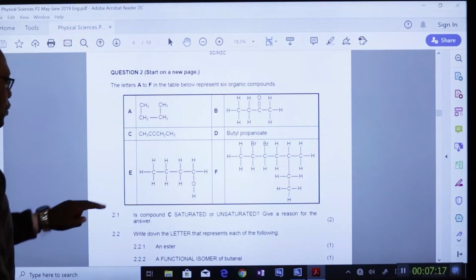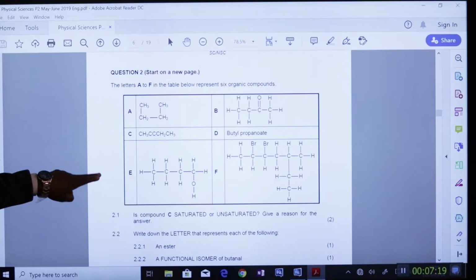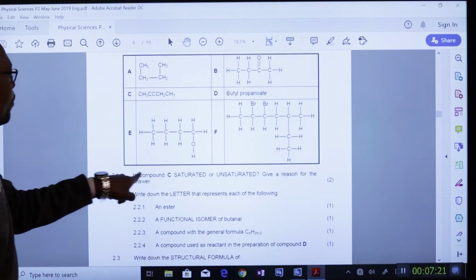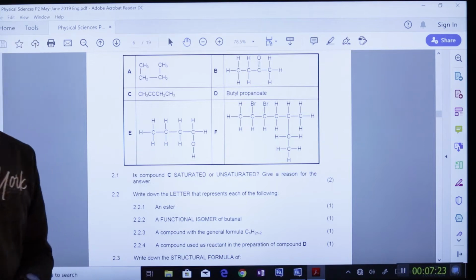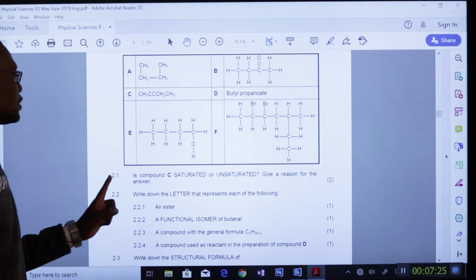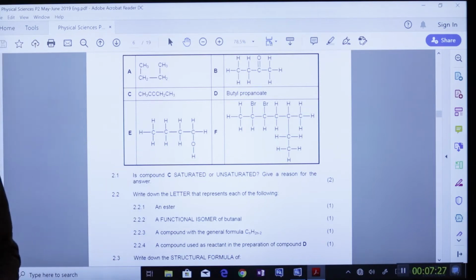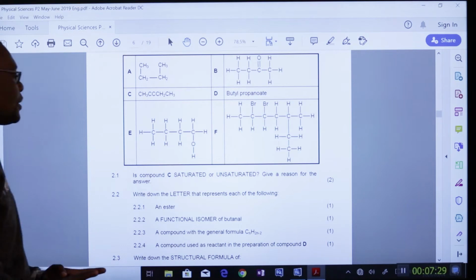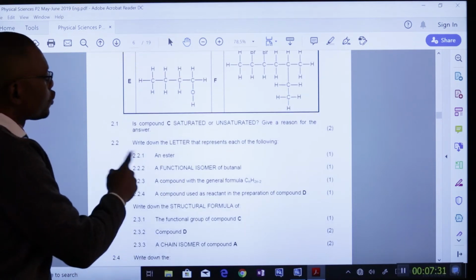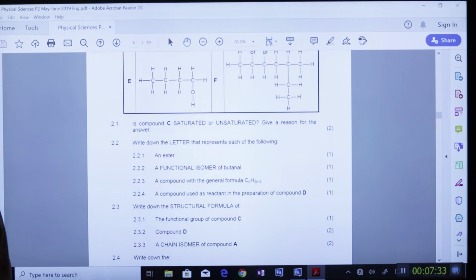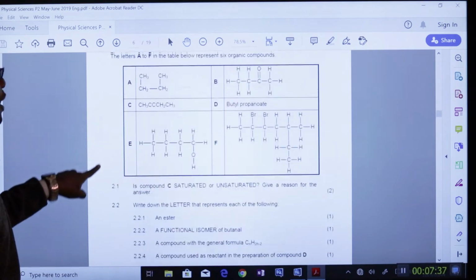So the reason we are saying compound C is unsaturated is that there is a triple bond between carbon number 2 and number 3. Okay. So they're saying write down the letter that represents each of the following: an ester. How do we know that this is an ester?